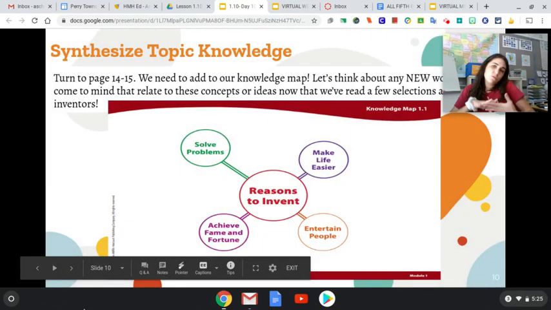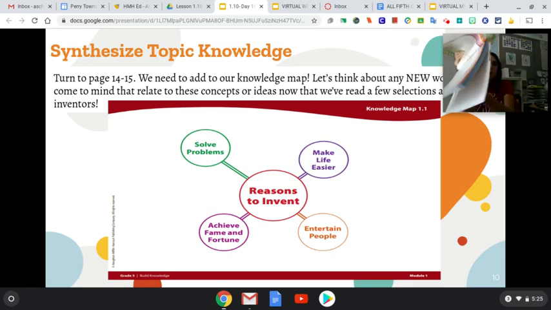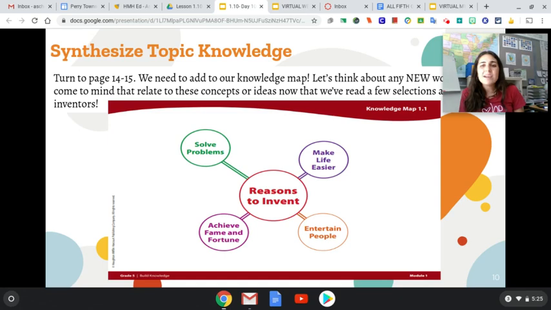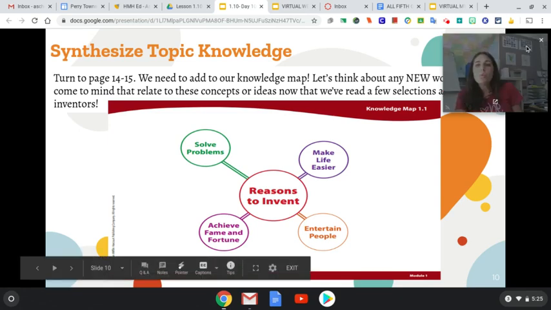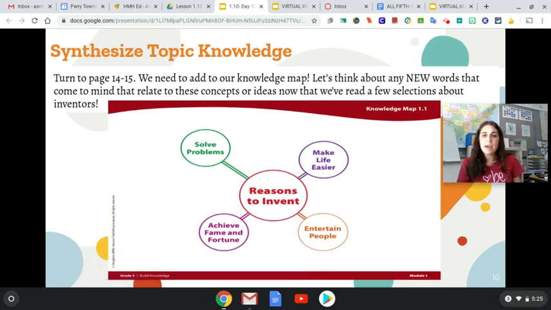If you go back to pages 14 and 15 at the beginning of module 1, we took a look at this knowledge map in your My Book. Go ahead and add to it. Pause, add to the list. Put new words, new ideas that come to mind, things you've learned throughout the module. Add to this concept map. We've read many selections about inventors and the effects they've had on people. Go ahead and add words that come to your mind, things you've learned, maybe things you still have questions about. Go ahead and pause to do that.